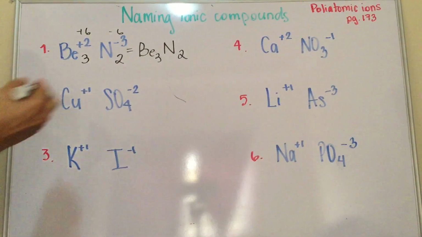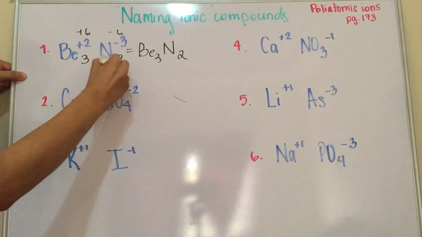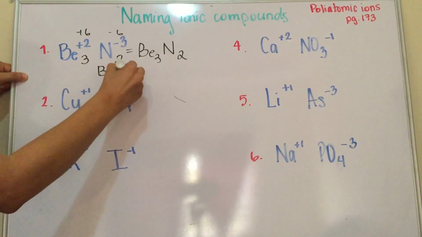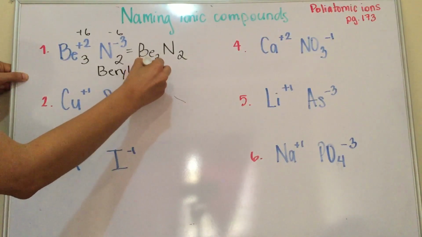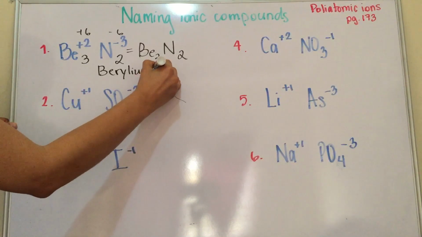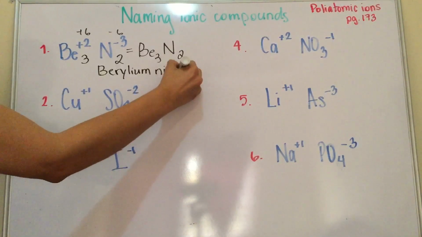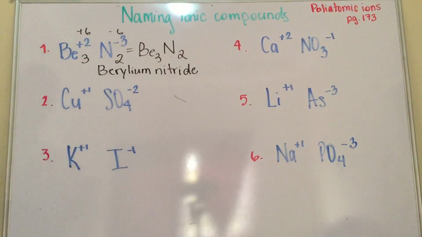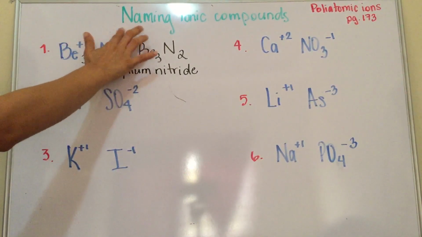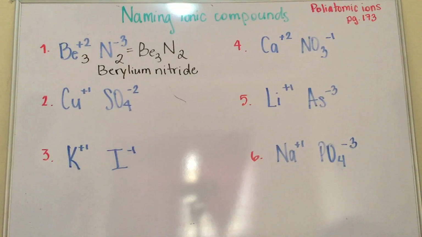Remember, first I name my metal. My metal is, let me just check, beryllium. And then I name my nonmetal. My nonmetal is nitrogen. But remember, since I need to change the ending to "ide", it's going to be beryllium nitride. All right, and that's the name for the first one. I'm just going to erase this here so it doesn't look too saturated.